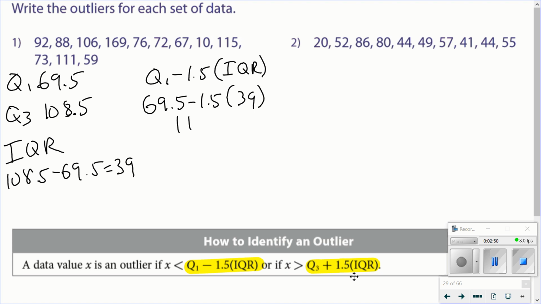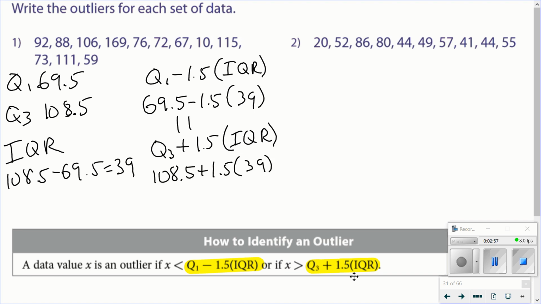Okay, now I'm going to do it again, but this time I'm going to use my Q3 plus 1.5 times the IQR. Like so. So I'll plug in 108.5 for Q3, 1.5, and that 1.5 will always be in the formula. And I'm going to multiply times the IQR, which is 39. Okay. When I type that in, I end up with 167. So now I have my two set points to let me know if something's an outlier. So anything lower than 11 is going to be an outlier, and anything higher than 167 is an outlier.